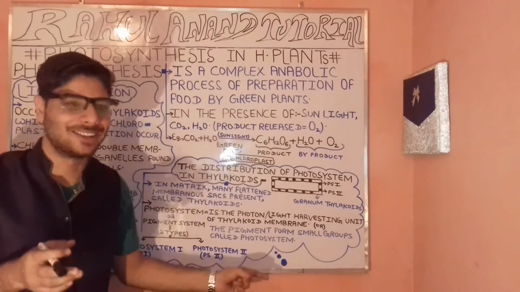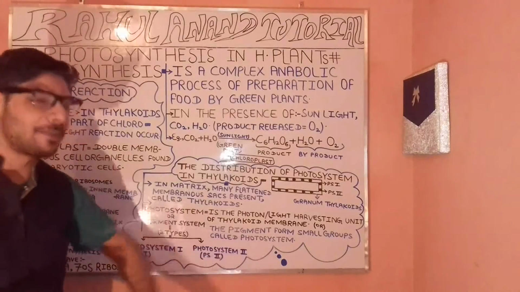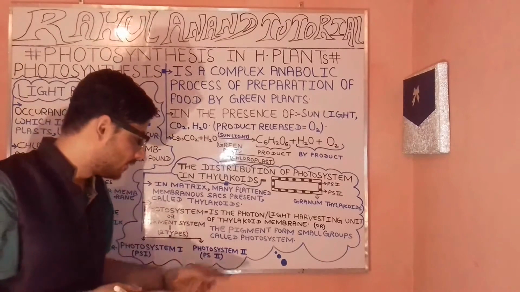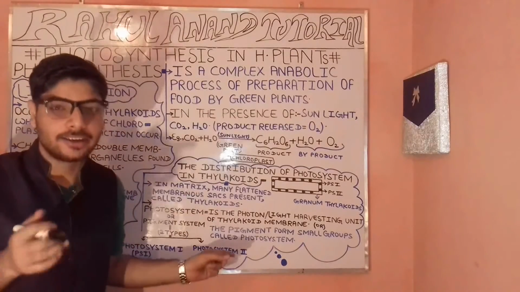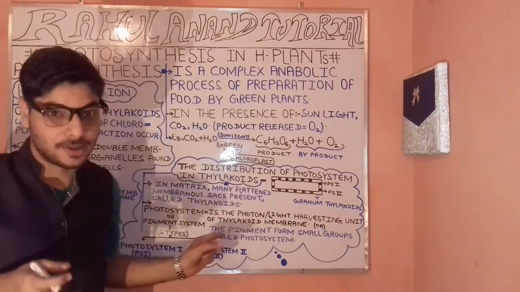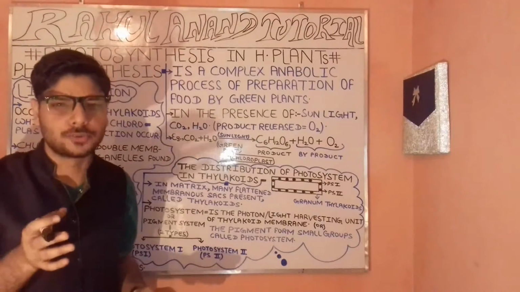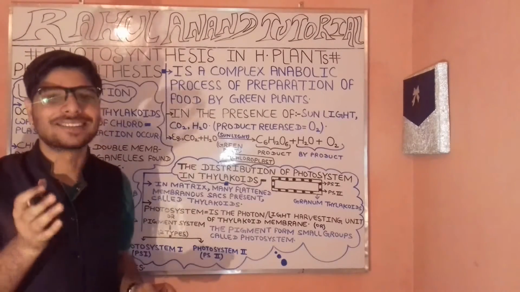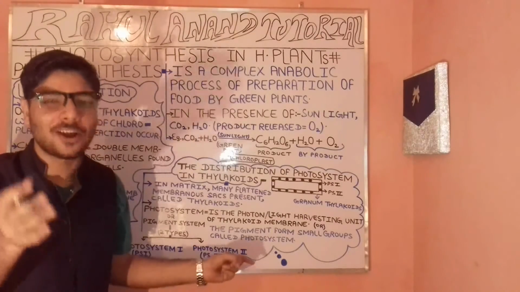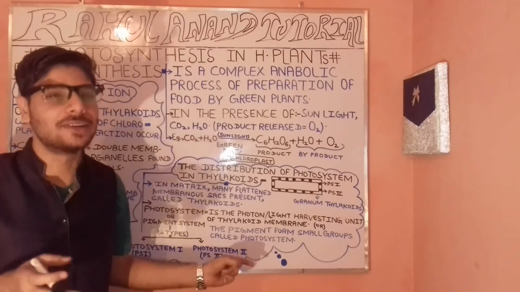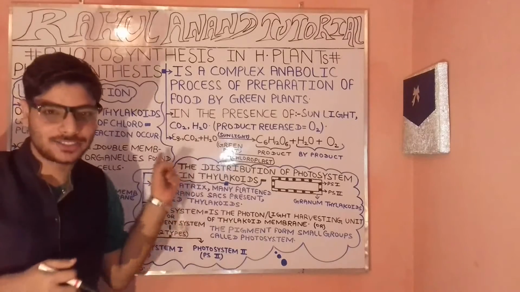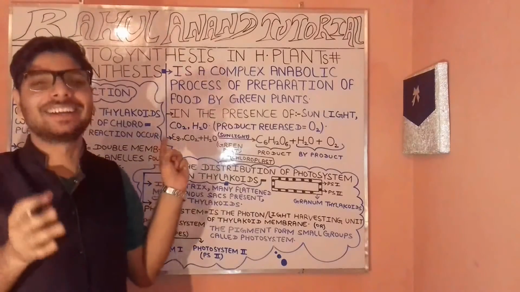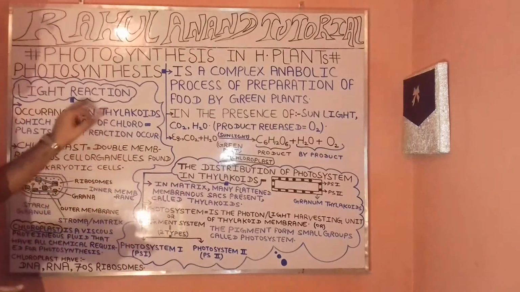You can find it here on the board. The pigments form smaller groups, and these have another name: our photosystem. The pigments which form the smaller groups are often known as the photosystem as well as the pigment system. Find it here on the board. Now let's proceed with the light reaction.